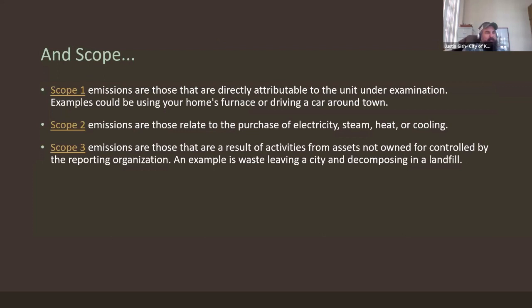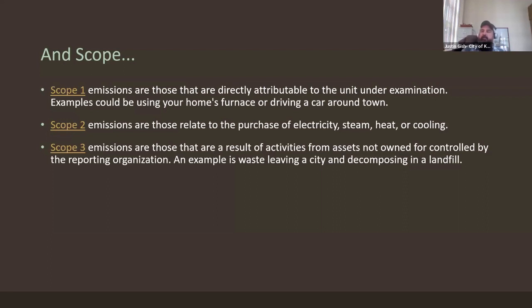And you're going to hear about scopes. When you're tracking greenhouse gases, you can put some of these emissions into scopes. Scope 1 emissions are those that are directly attributable to the unit under examination. That's cars that drive within the city boundaries, gasoline, or natural gas used in homes, things that are fixed within the boundary. Scope 2 emissions relate to the purchase of electricity, steam, heat, or cooling. Here we're talking about electricity generally. When you flip on your light switch, that emission comes from somewhere else, but you're still directly responsible for it.